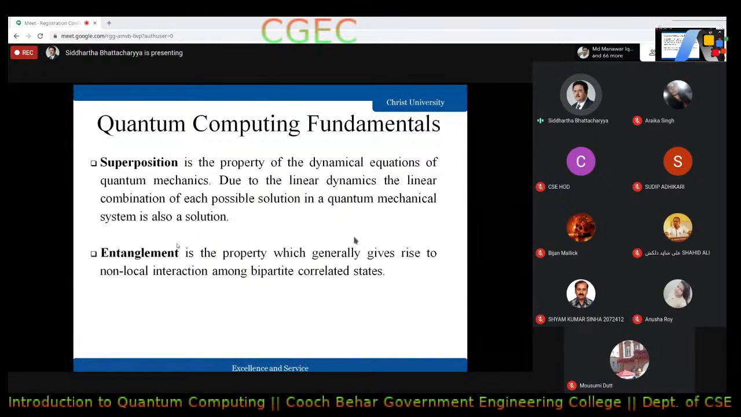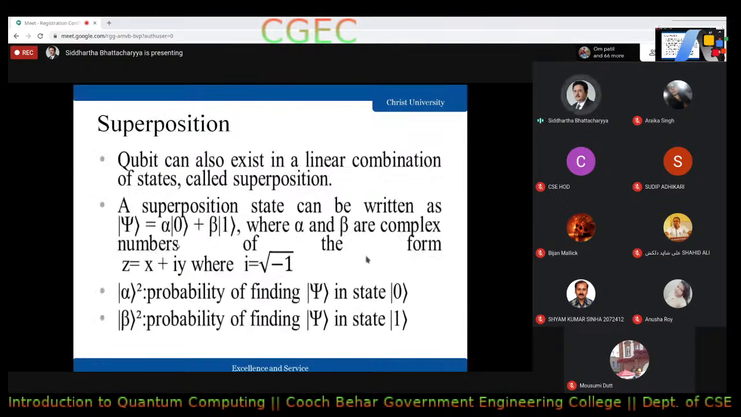I will discuss this with another example, a very good example I generally give in all my classes. Let us now go in depth into superposition. Superposition is a linear combination of states. Given a state 0 and a state 1, they can be combined together by means of a linear combination with some values like alpha and beta. Alpha is the probability of having the state 0, and beta is the probability of having the state 1 after measurement.